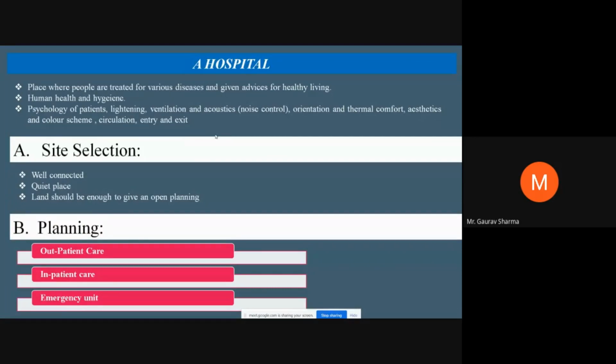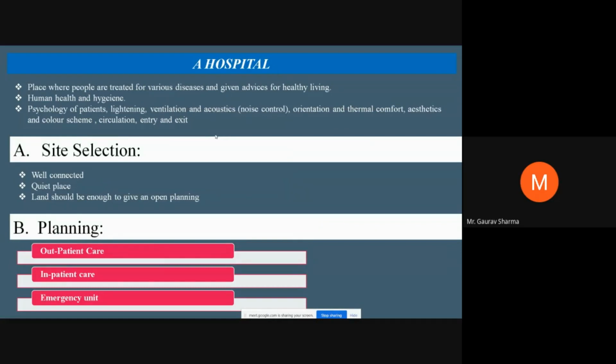Entry and exit should be large enough to accommodate people with disabilities, or emergency cases where we have to make arrangements for taking the patient directly down from the ambulance and so on. So entries should adopt these facilities too. They should be wide enough to provide such facilities. Okay, so these are some important points.